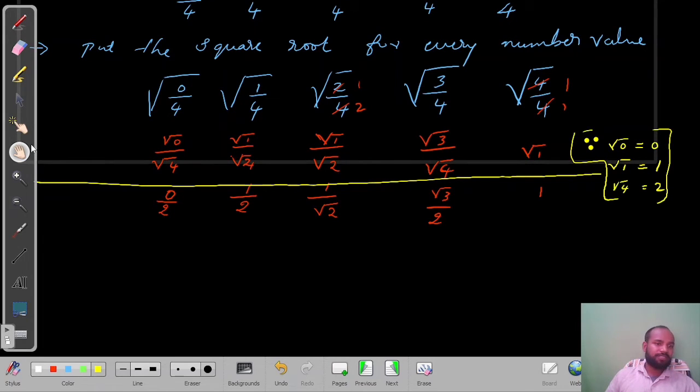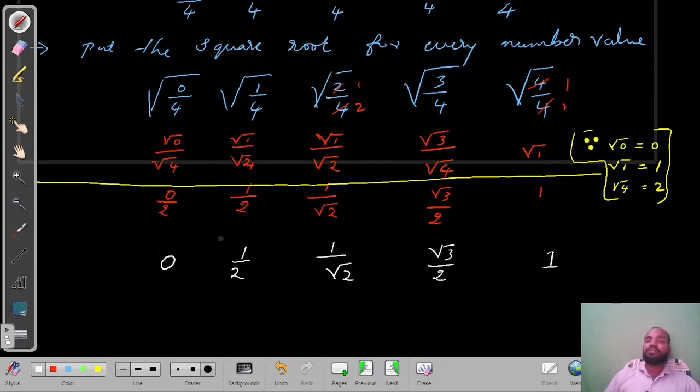Now see here, we got the final values of sine. You can clearly see the final values of sine here. So 0 by something is 0. Next 1 by 2, 1 by 2. Next 1 by root 2, 1 by root 2. Next root 3 by 2, root 3 by 2. That is 1. Okay.